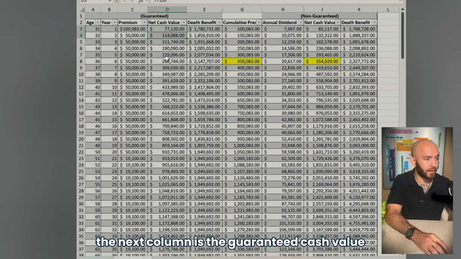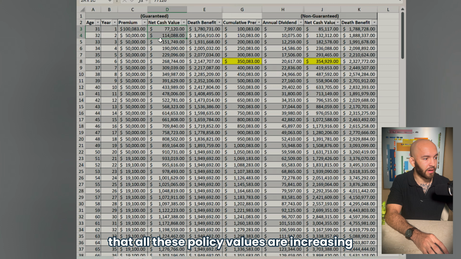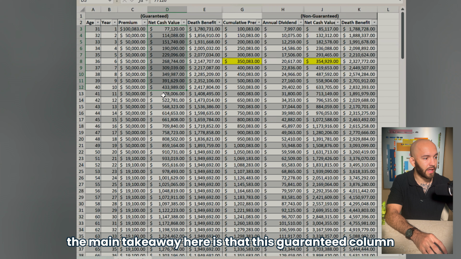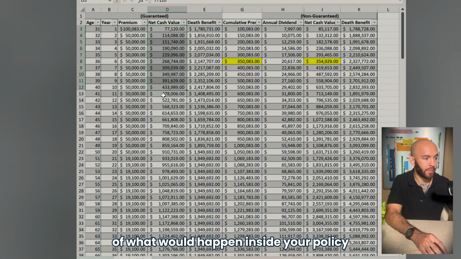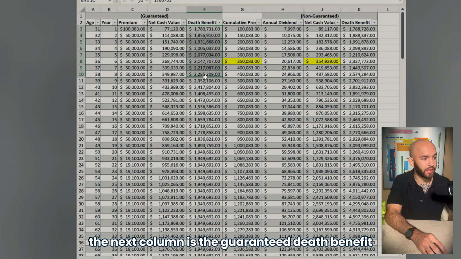The next column is the guaranteed cash value. So this is how much capital you actually have access to. Just to note here that all these policy values are increasing and these values never lapse. The main takeaway here is that this guaranteed column is the worst case scenario of what would happen inside of your policy. The next column is the guaranteed death benefit.